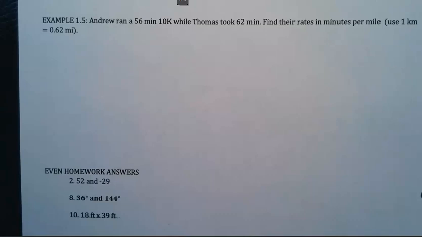All right, Andrew ran a 56-minute 10K while Thomas took 62 minutes. Find their rates. Okay, so we've got Andrew, a 56-minute 10K, and Thomas did 62 minutes. We want to find their rate in minutes per mile. That's kind of hard to read. You can't read that at all, can you? Goodness. So min per mile. There we go. And it says use 1 kilometer equals 0.62 miles.